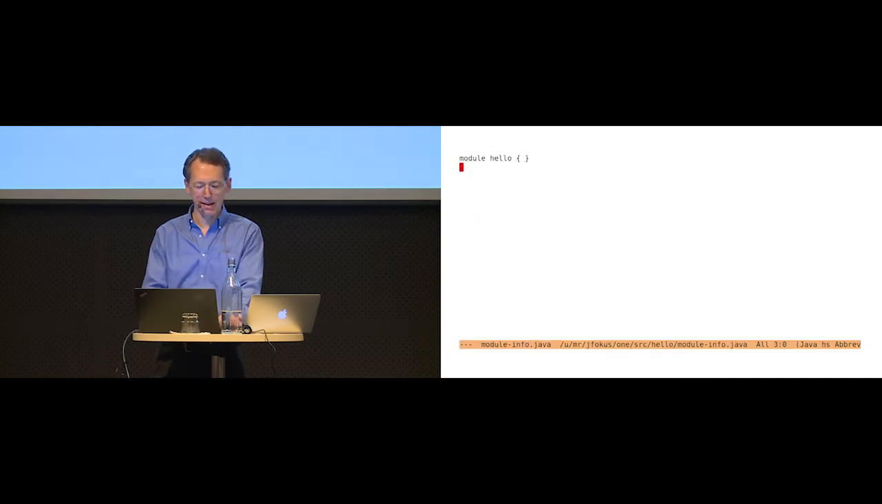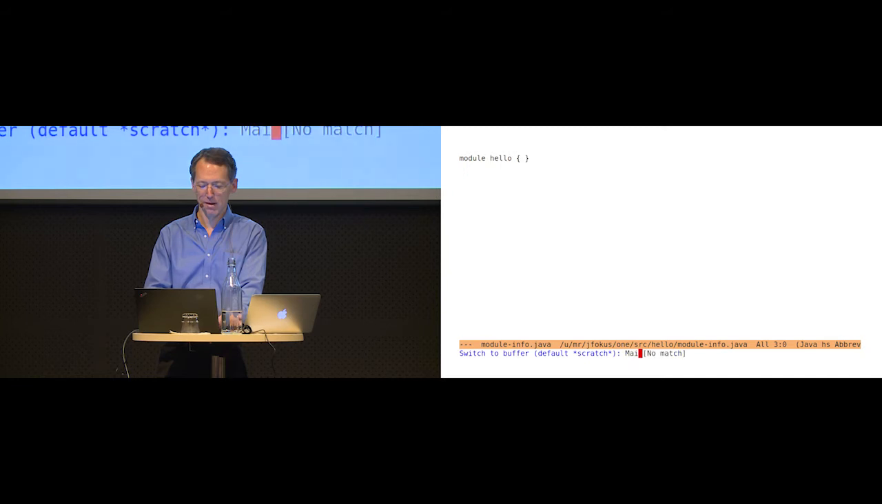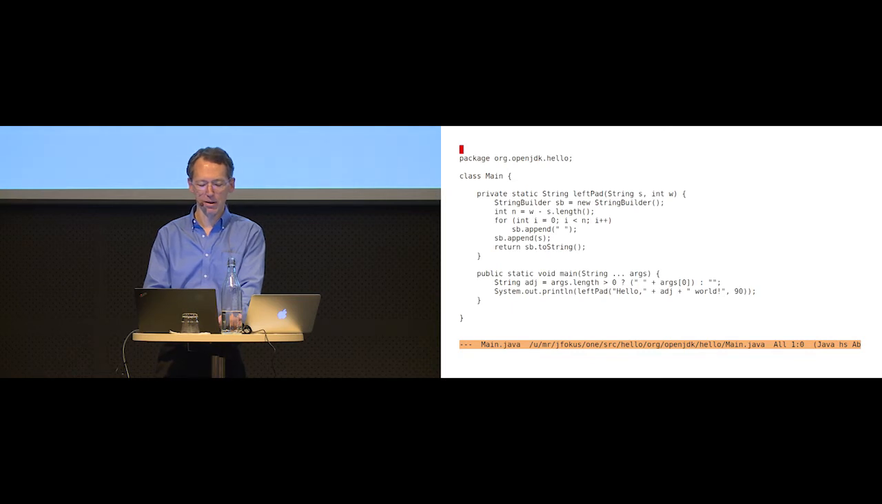Okay, so back into the IDE we go. We've got hello and its module info. What I'm going to do is split main. I'm going to put this complex left pad method into its own module. So let's call that module text, org.openjdk.text, and we'll call the class Pattern.java.